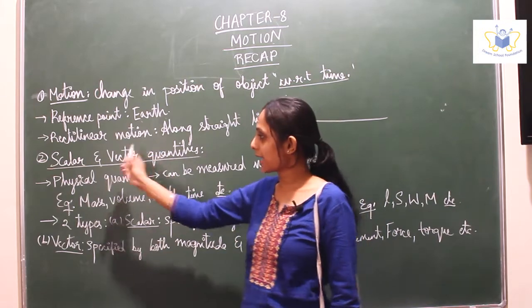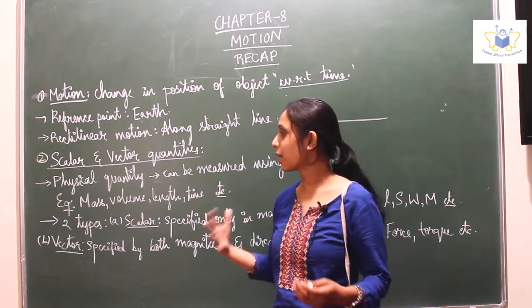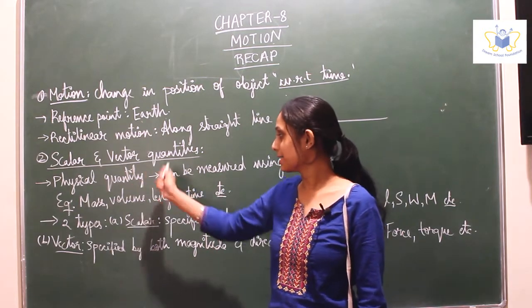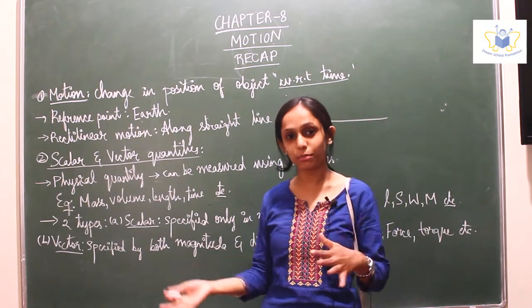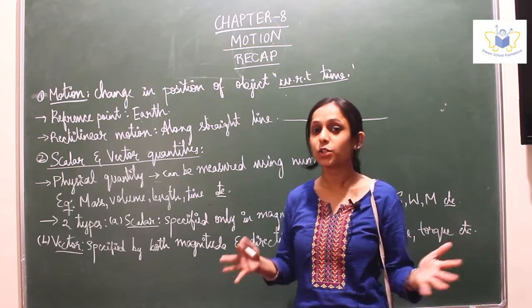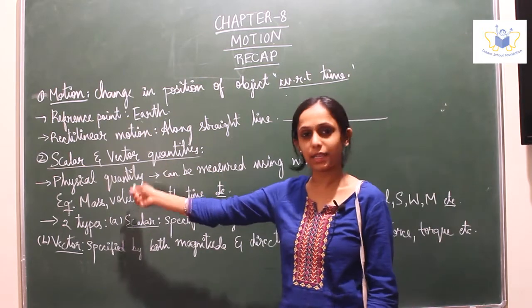Easy. Next, the second topic is scalar and vector quantities. Very important. So what is a quantity? What is a physical quantity, basically? A physical quantity is something which can be measured in numbers, like your time, 2 minutes, 3 minutes, or your mass, 5 kg, 8 kg. So any quantity which can be measured using numbers is called a physical quantity.